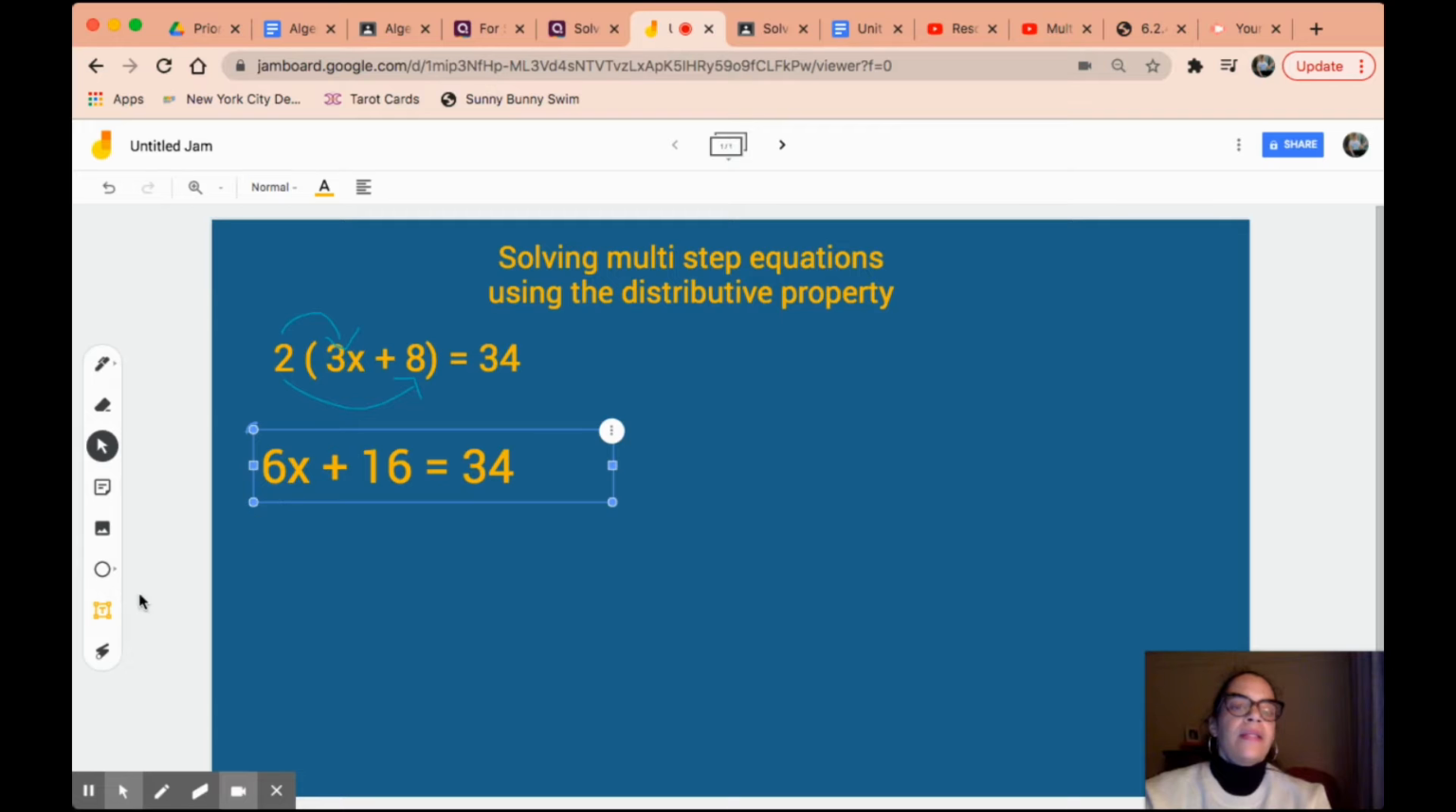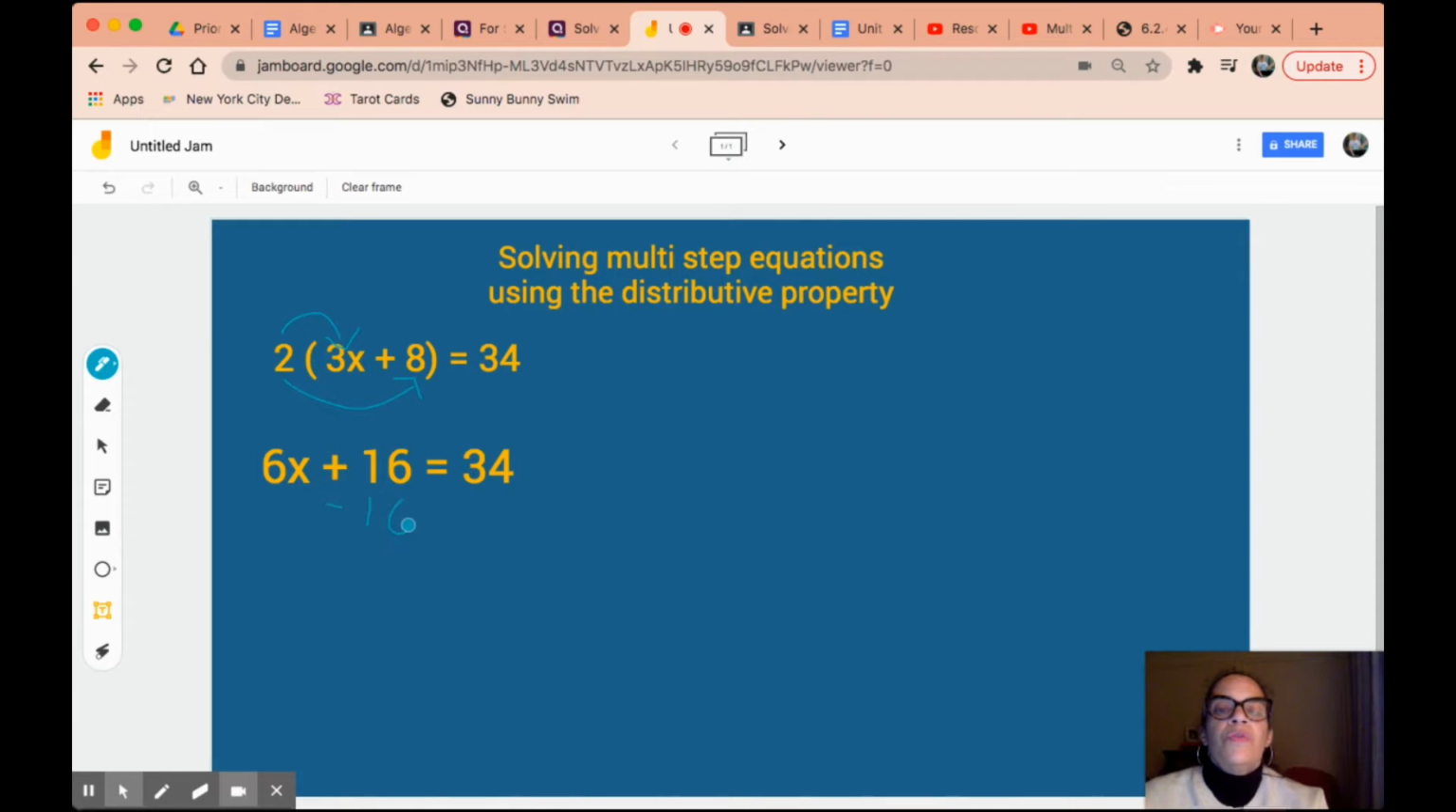Then the next step is, well, we want to isolate that variable. We want it by itself because we want to know what number it represents. So what we can get rid of next is this positive 16. The way that we get rid of it is by doing the inverse. So the inverse of positive 16 is a negative 16.